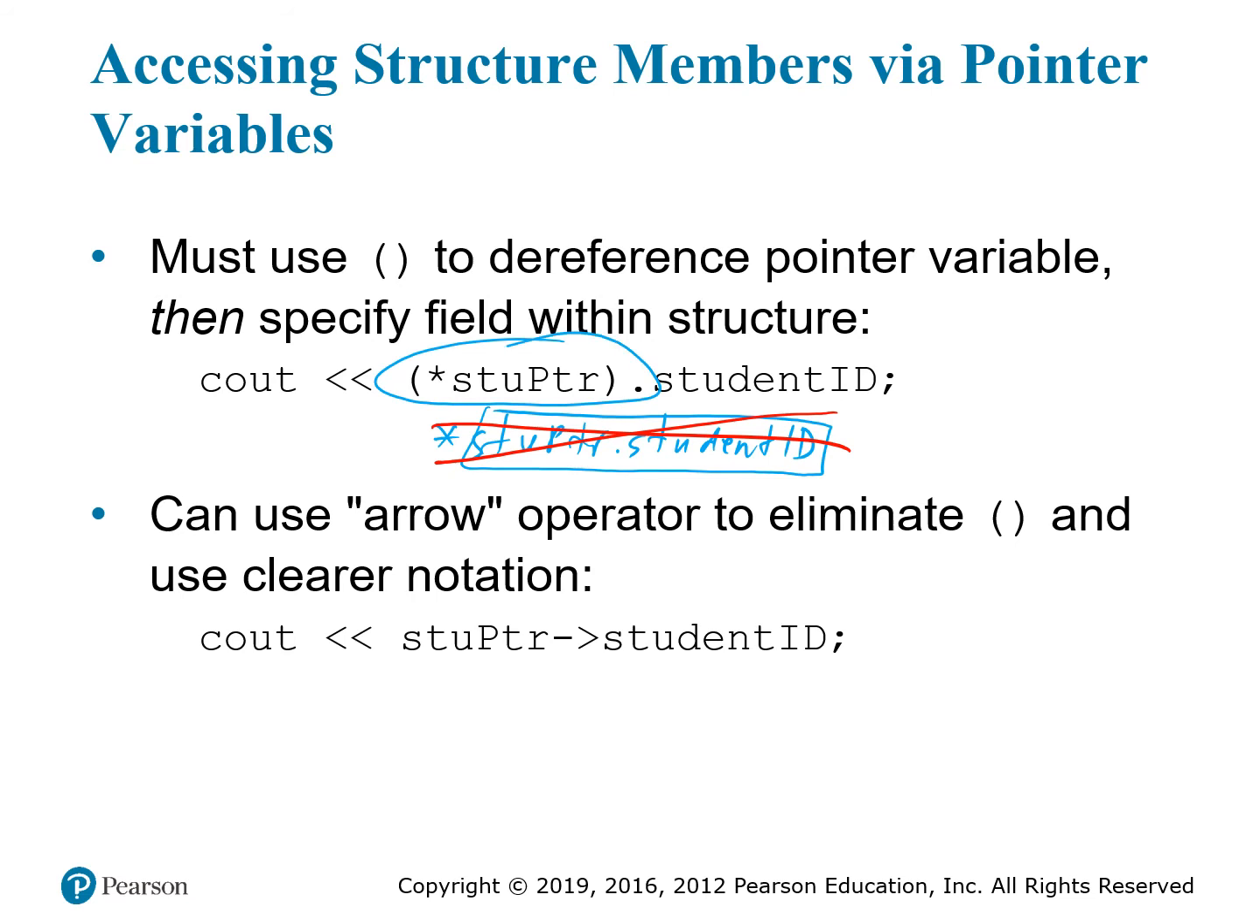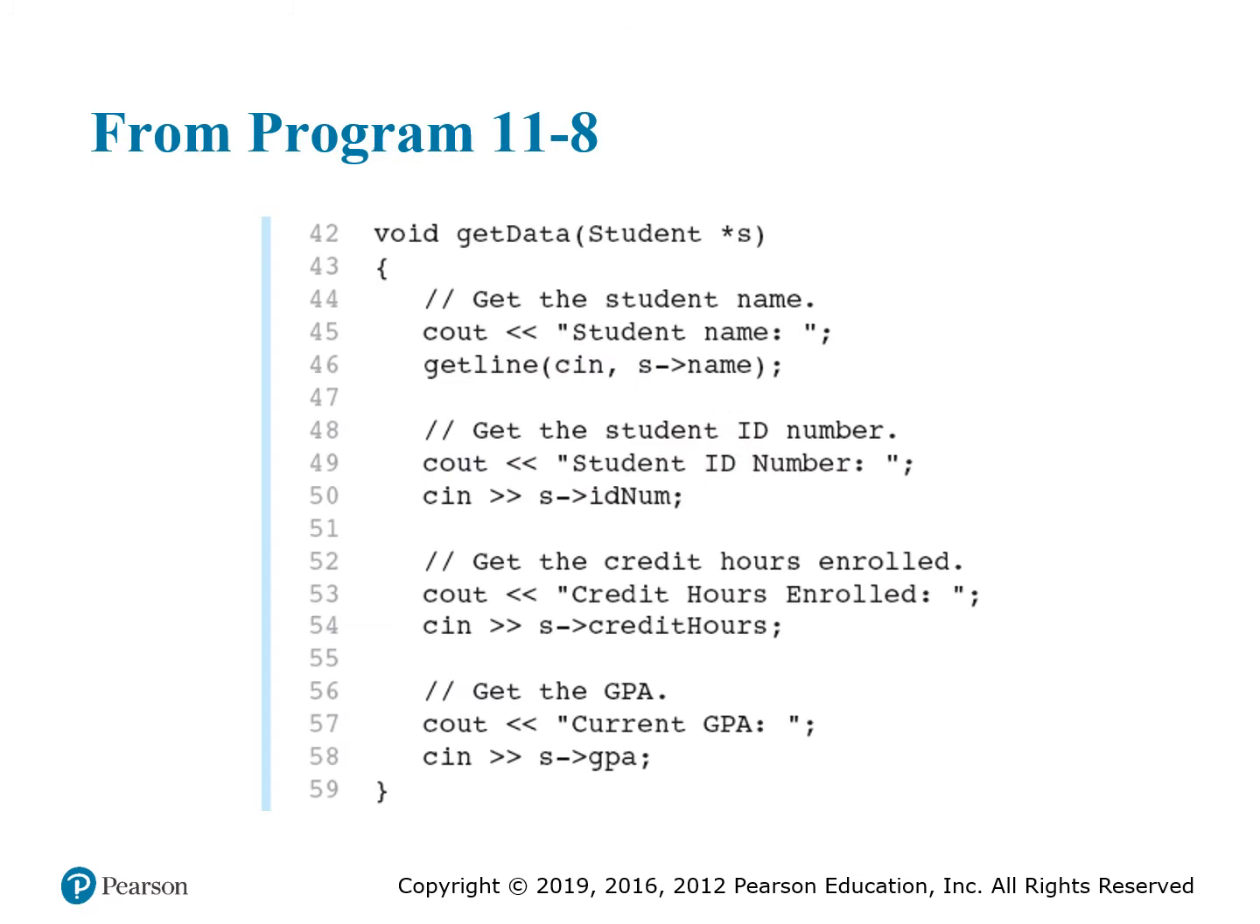Since people got tired of doing that, C invented an arrow operator that combined dereferencing a pointer and looking up one of its fields. So this is stu pointer points to student ID, or stu pointer arrow student ID. That gets you what you're looking for in a much neater looking notation.